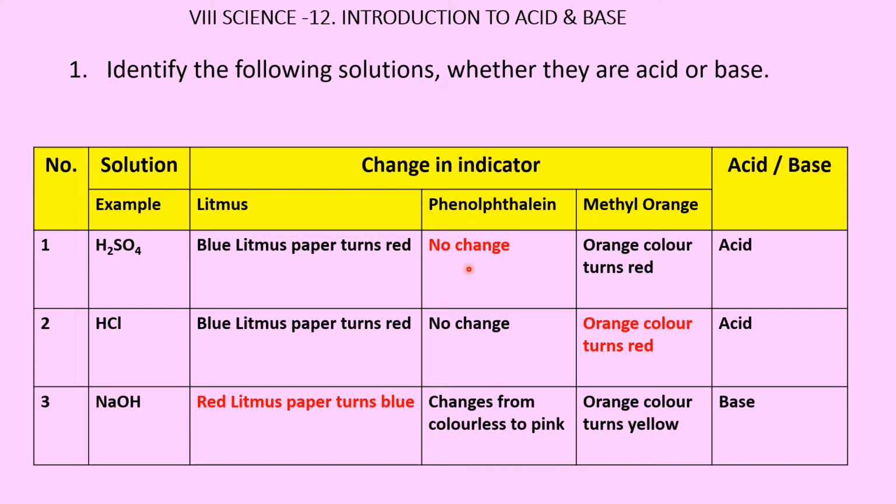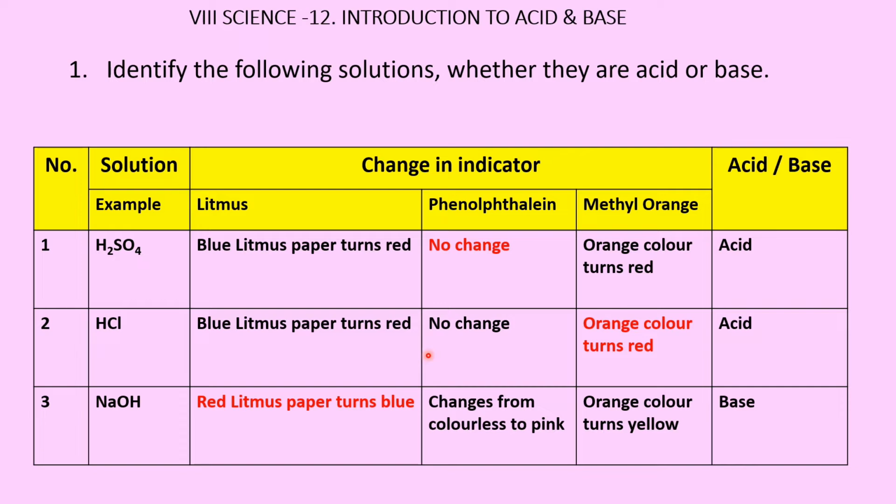In the first one, it is given that there is no change in the solution with phenolphthalein indicator. Phenolphthalein indicator generally shows no change in acids. So this one is probably going to be an acid. If it is an acid, then it will show a red color in methyl orange and blue litmus will turn into red because it is acid.